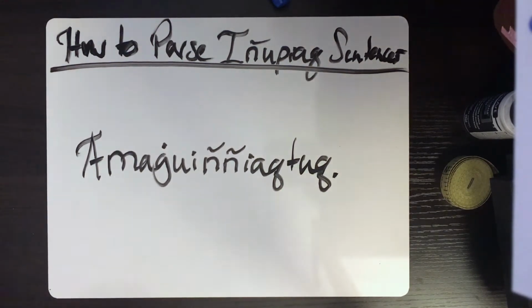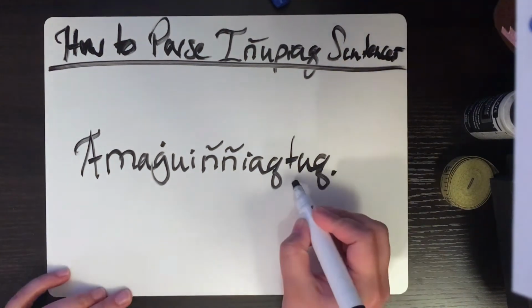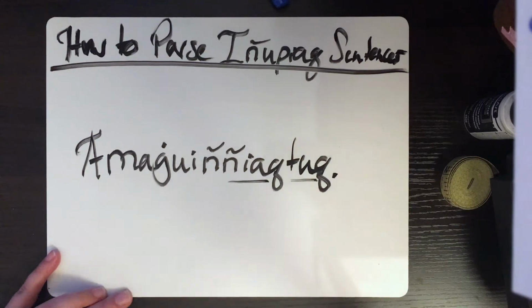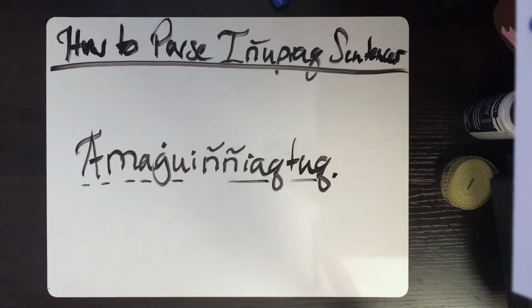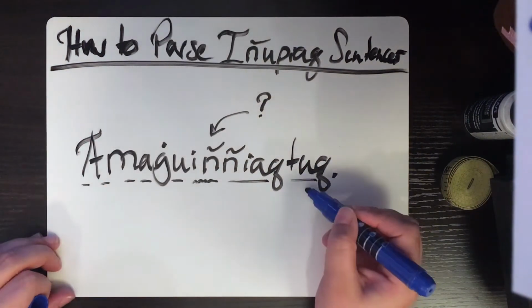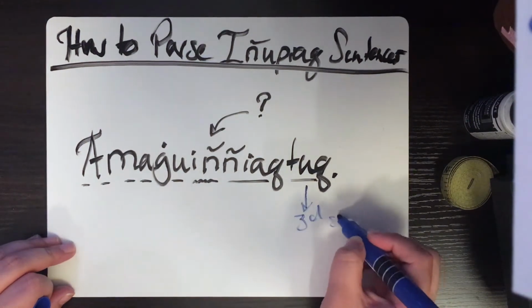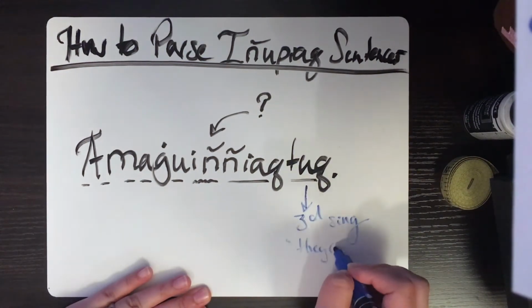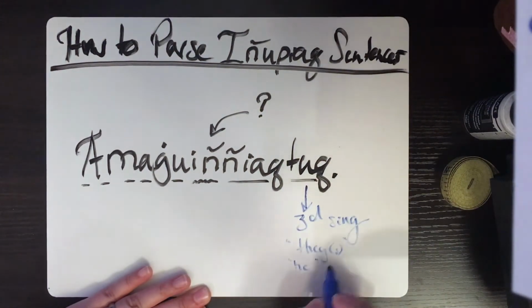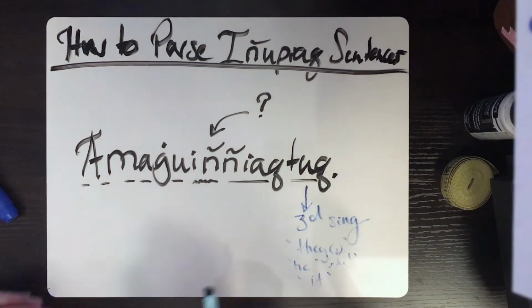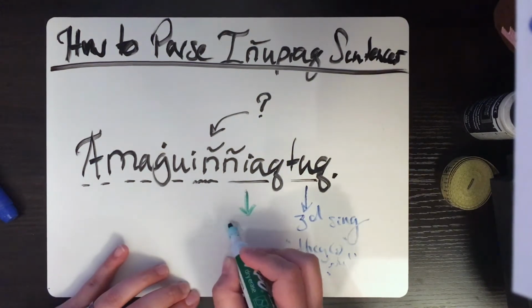Here is the first example. I begin by identifying the parts I know. I know this ending tuk, I know this post-base naq, and this stem looks kind of familiar. But I'm having trouble identifying this part. So I start with what I know. I know tuk is a third-person singular ending and it gets translated different ways: they singular, he, she, or it. I know naq is a future tense post-base that usually gets translated as will.